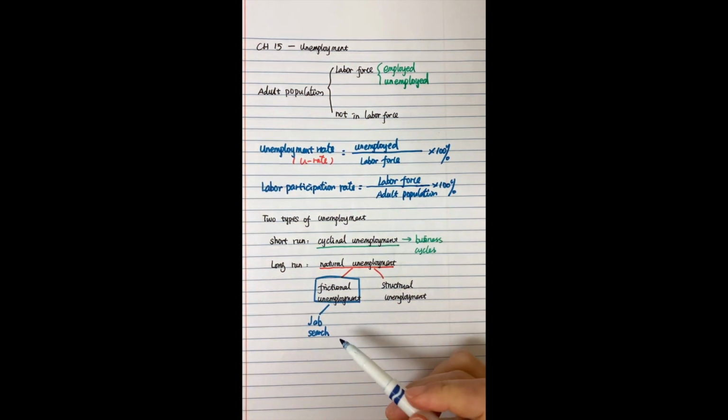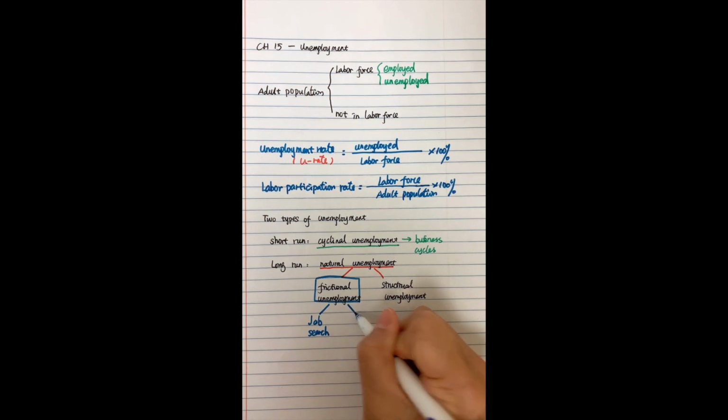So workers will always try to search for a job that mostly satisfies their needs and their skills, right? For example, if you graduate in the future and you are majoring in computer science, you probably want to find a job related to your major, right? So job search happens when workers try to find a job that most satisfies their majors, their tastes, and their skills.